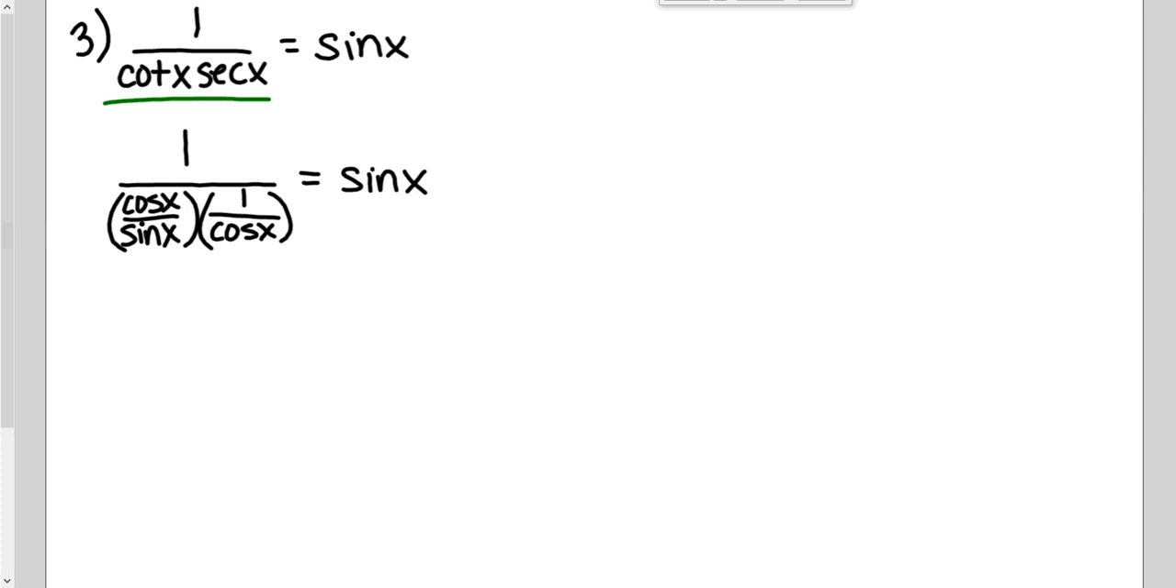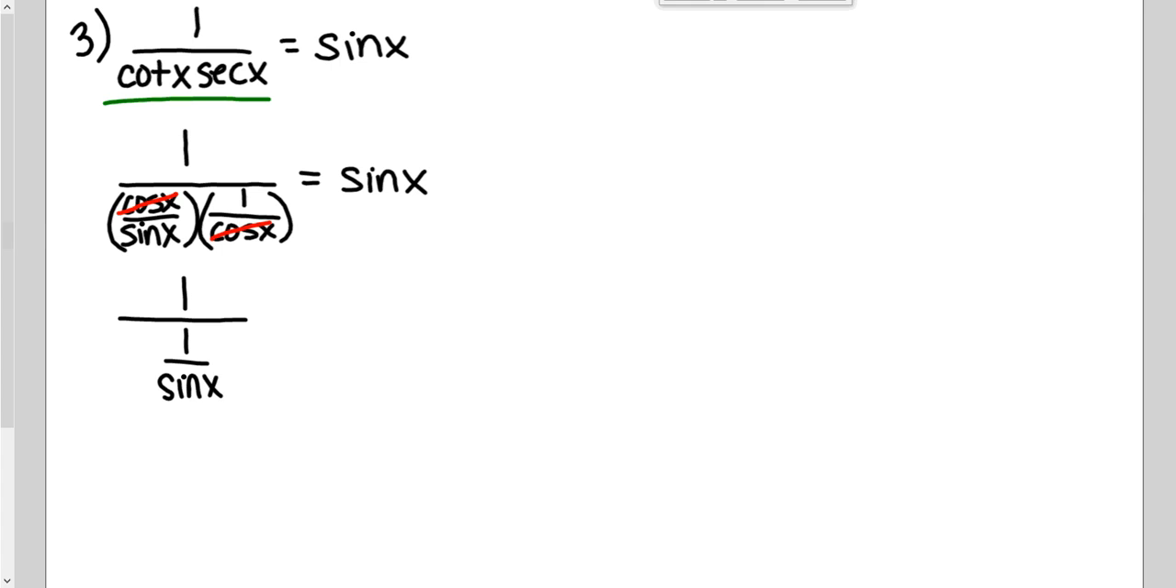I can multiply fractions. Multiplying fractions doesn't have to be like denominators. Okay, so make sure that's known to you. You don't have to have the same denominator to multiply a fraction. It's not going to make a huge difference here because cosine and cosine cancel out. So I have 1 over sine.